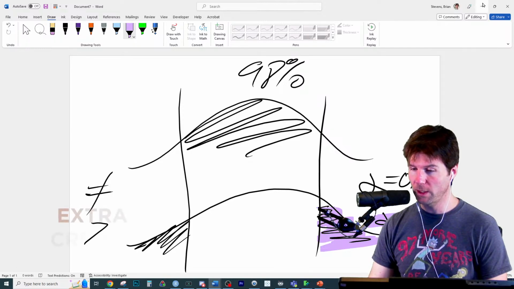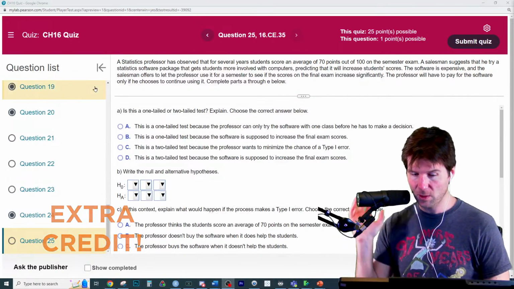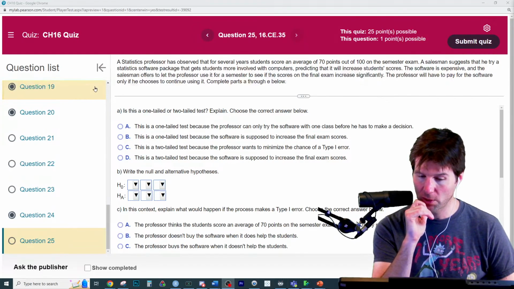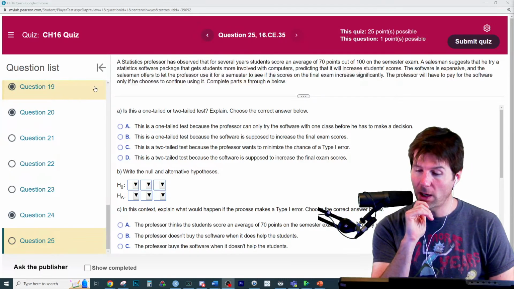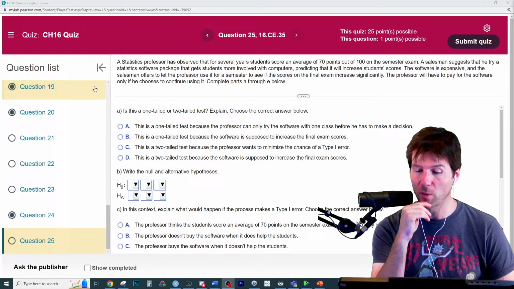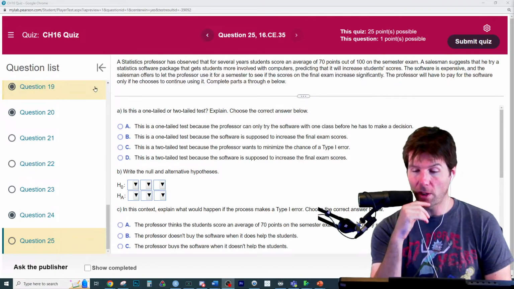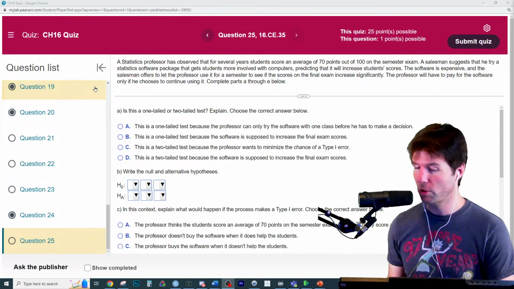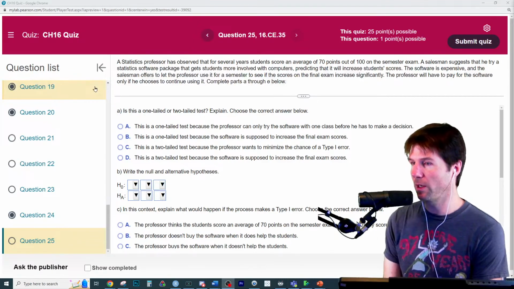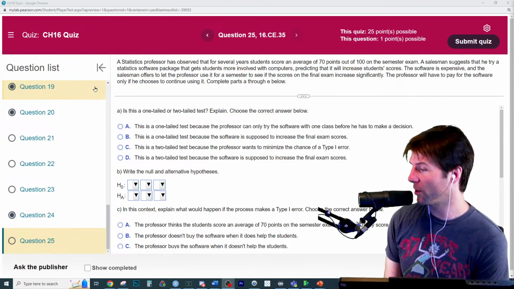So the question will indicate, a statistics professor has observed that over the last several years, students scored an average of 70 on the semester exam. A salesman suggests that his software package can get students more involved. So automatically, is this sounding one-tailed or two-tailed to you? There it is. Predicts that it will increase. One-tailed or two-tailed?